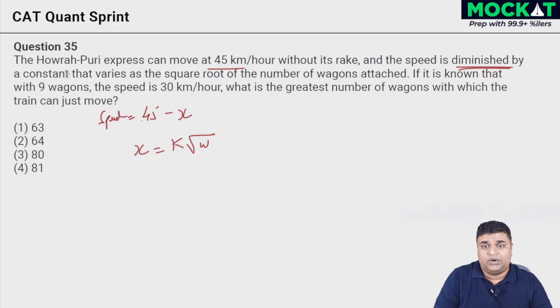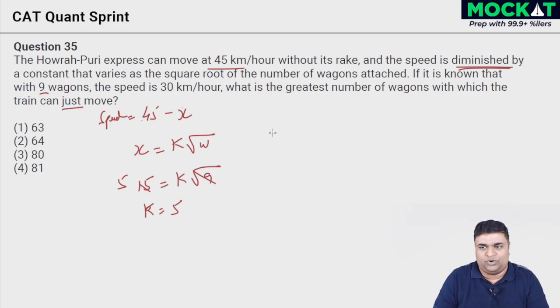Okay, what are we given over here? It is known that with 9 wagons, the speed is 30 kilometers per hour. If the speed was 30 instead of 45, it got diminished by 15, right? The speed got diminished by 15 because there were 9 wagons attached, k into root 9. So root 9 is 3, you divide, you get 5, so k is 5.